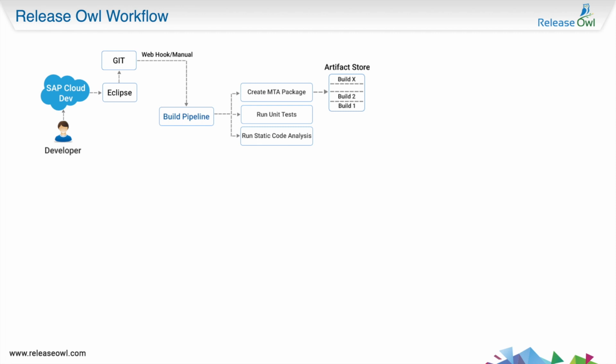A build pipeline can be used to fetch changes committed by developers in Git, package them to MTA archive, run unit tests and static code analysis to achieve continuous integration. The package is then published to an artifact store that can later be used for deployment automation using release pipelines.